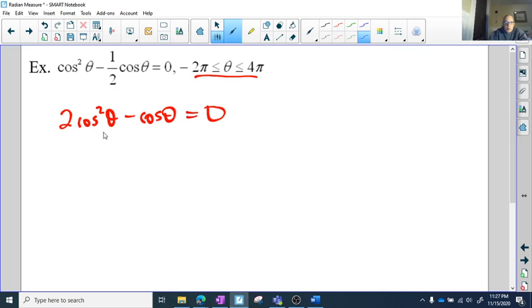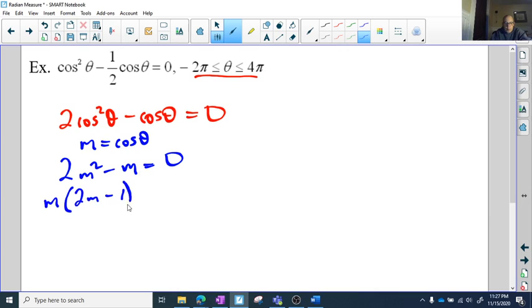You can switch out your variable if you like. You don't have to do this step if you're comfortable working with cos thetas and realizing they're the same thing as having an m or an x there. I'll just do the substitution. I find many students prefer this step. So now it's 2m squared subtract m equals 0. The only way I can solve this in terms of factoring would be with a GCF. Take out m. m times 2m subtract 1 is equal to 0, giving me two possible answers, 0 or a half.